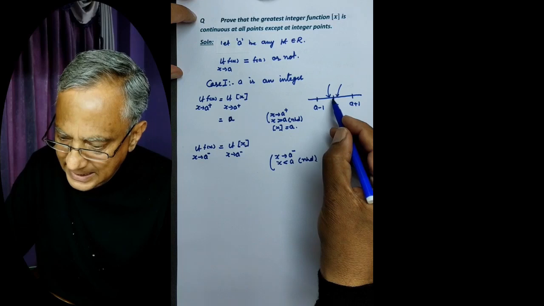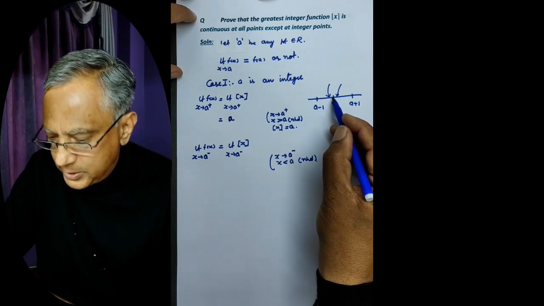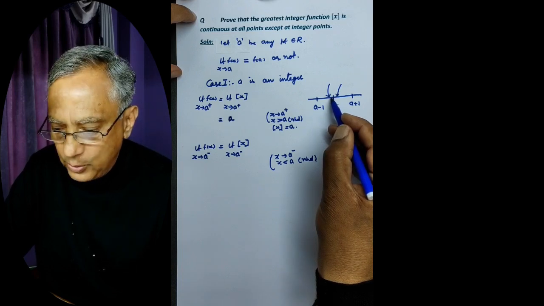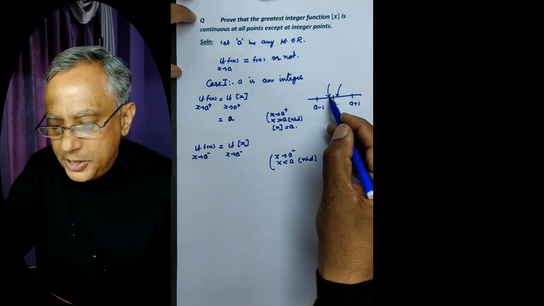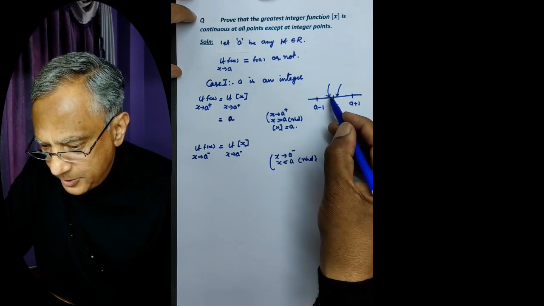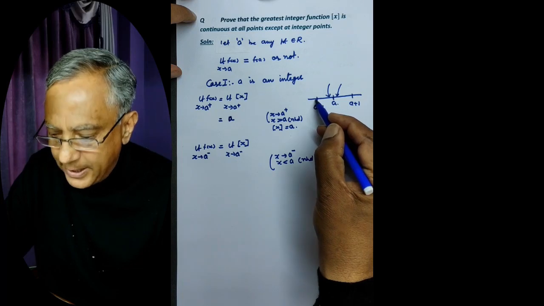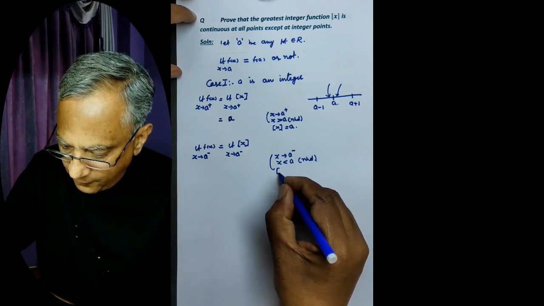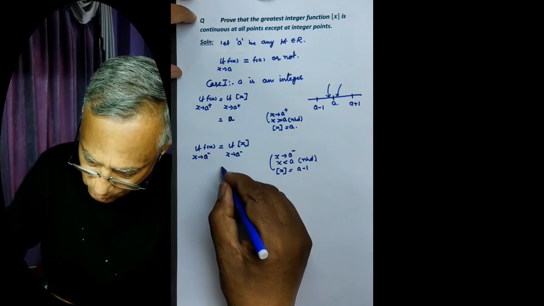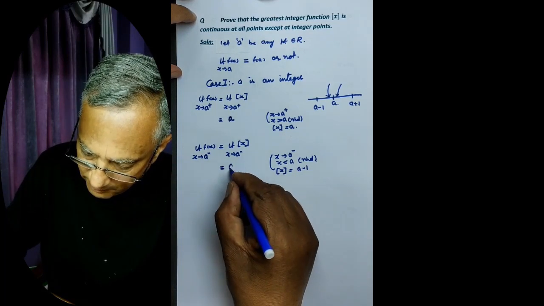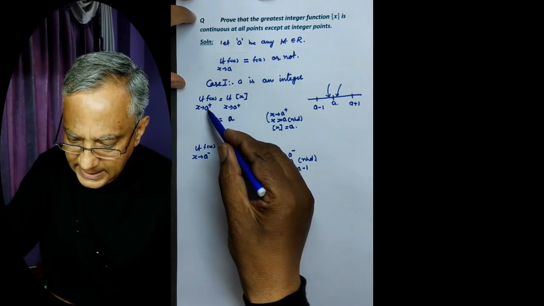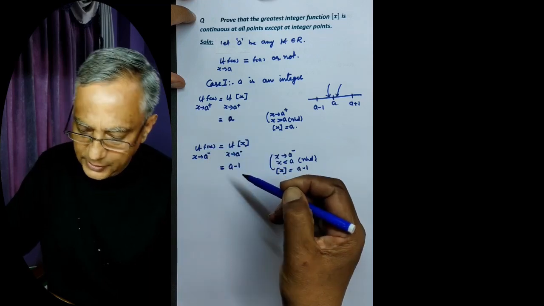So for x less than a, for points which are less than a in the neighborhood of a, the value of the integral value of x will be the integer immediately smaller than this. Now in this interval, the integer immediately smaller than x will be a minus 1. So integral value of x will be a minus 1. So right limit is this and left limit is this.